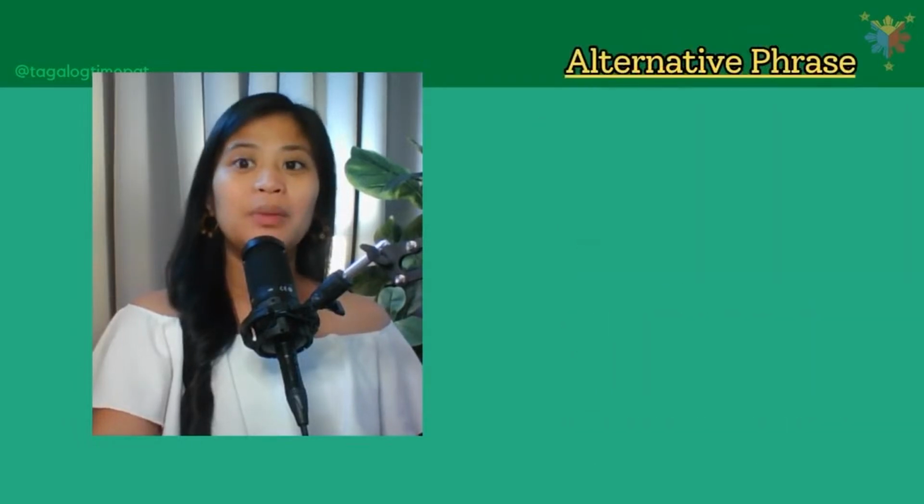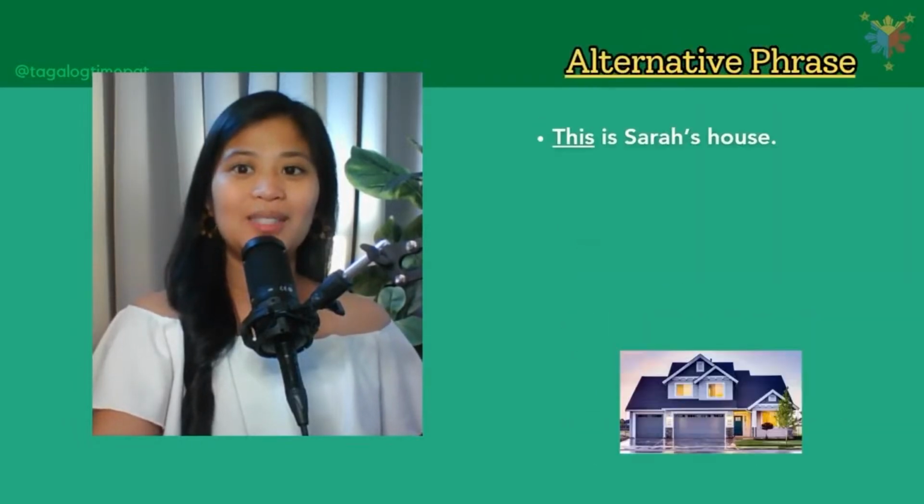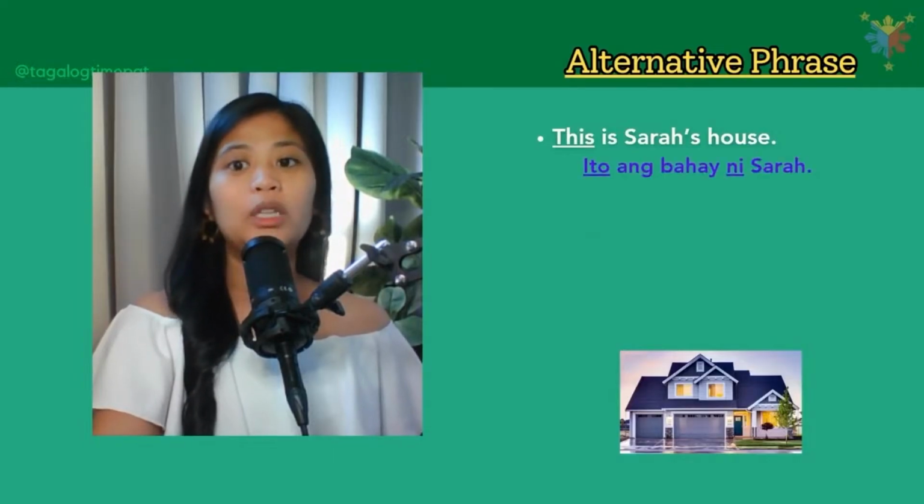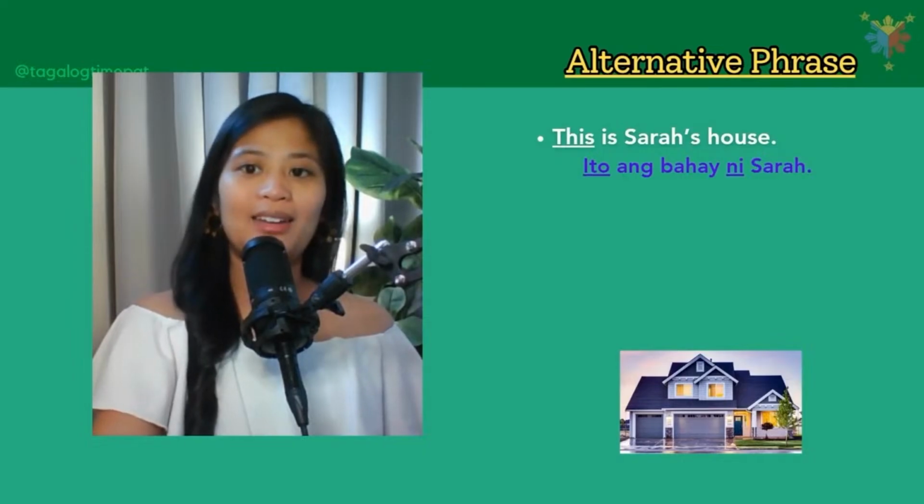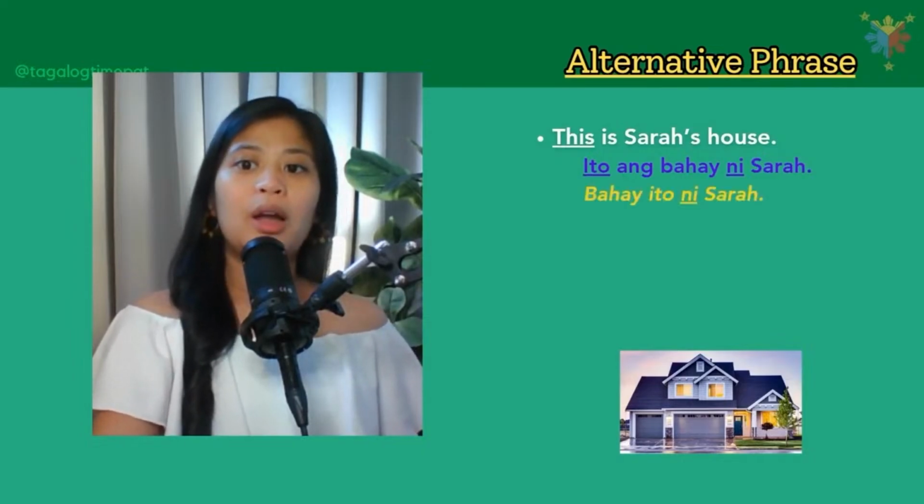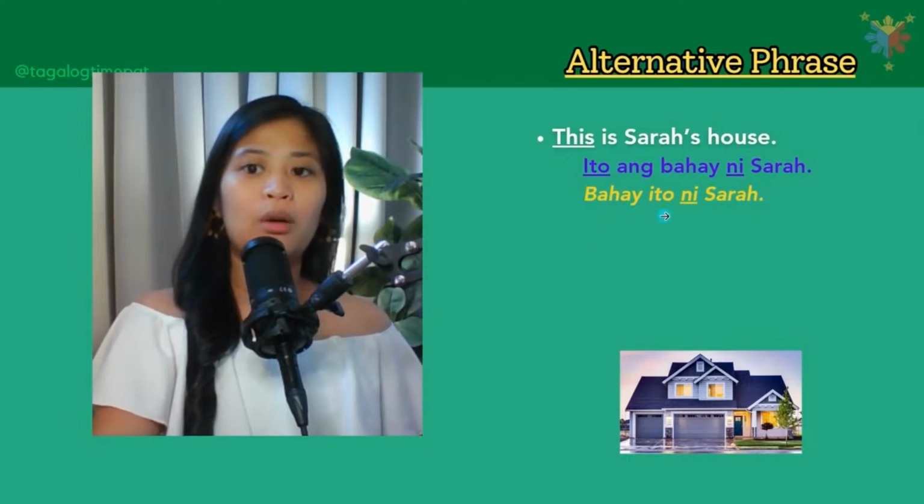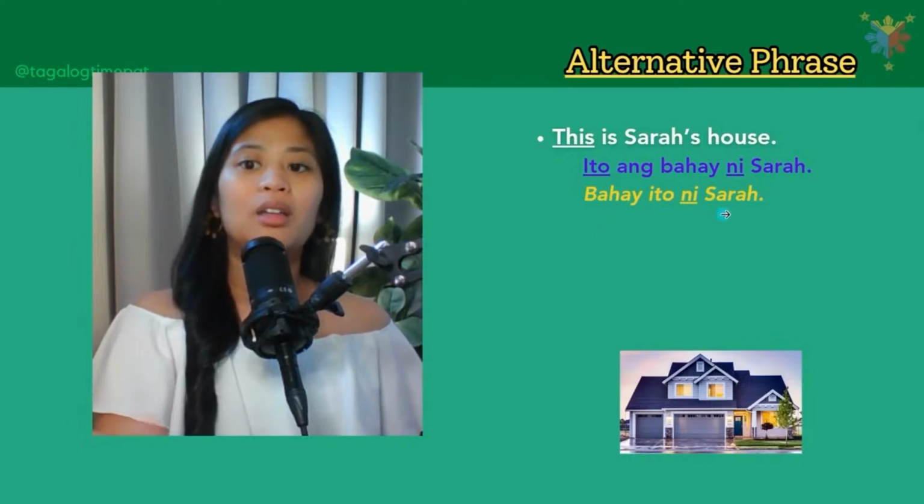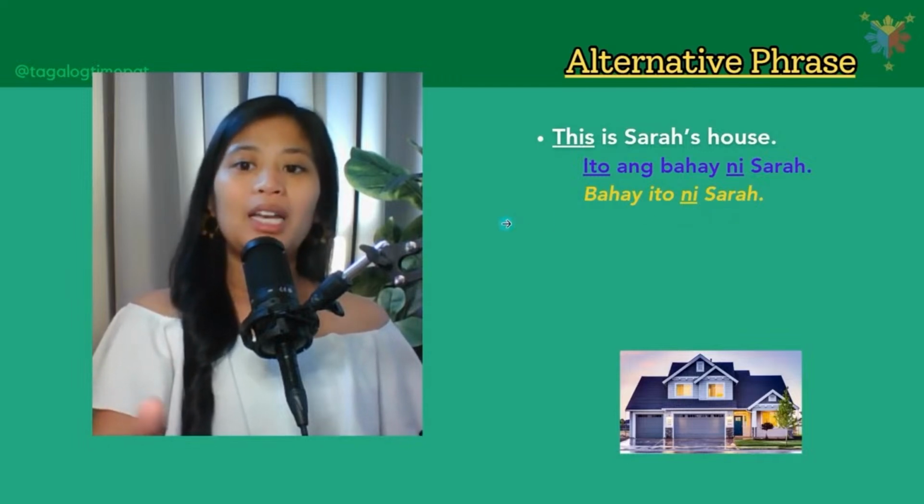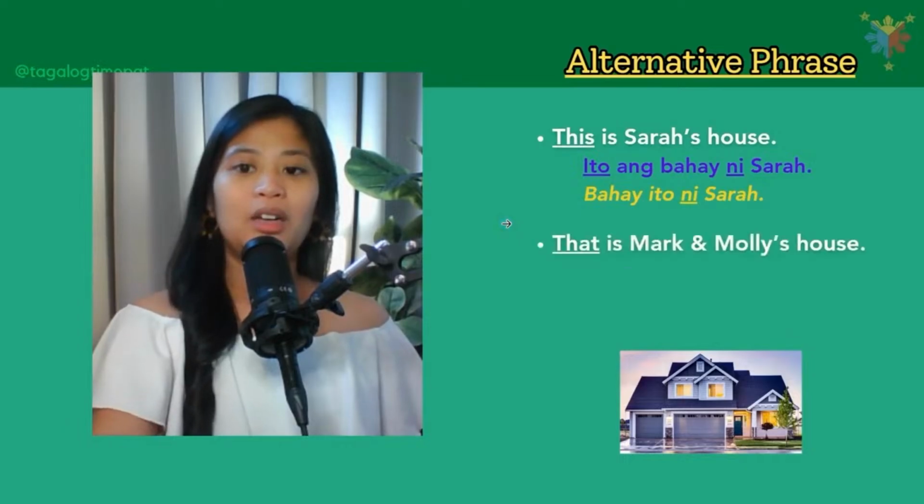Now, there are some different ways to say these phrases. Let's take a look at the example. This is Sarah's house. We learned, "ito ang bahay ni Sarah." But you could also hear, "bahay ito ni Sarah." So in this case, the object goes first, then the demonstrative pronoun, then the possessive sentence marker, ni, and then the name. "Bahay ito ni Sarah."